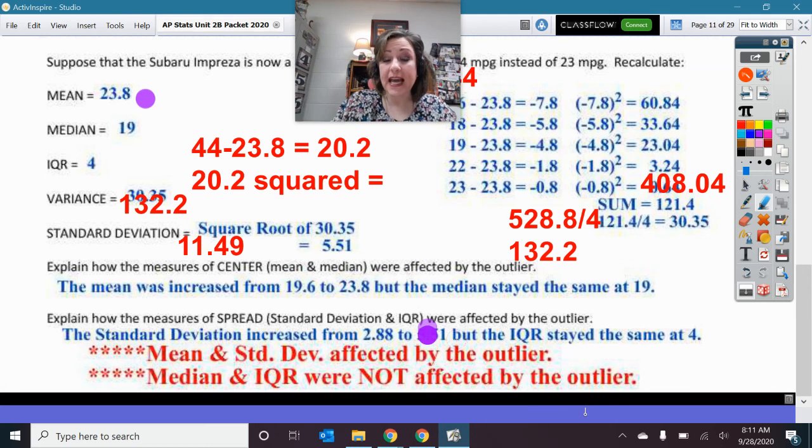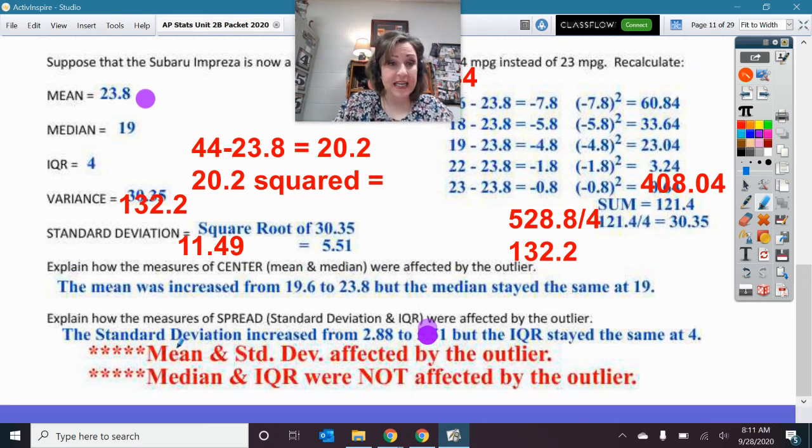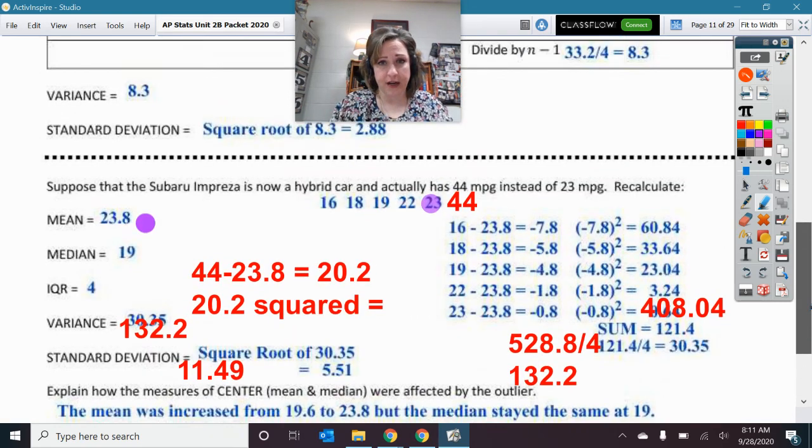So, in summary, another little thing that I want you to know from this activity is that the mean, the average, and the average distance from the mean were definitely affected by that outlier. But the median and the IQR were not affected by the outlier. It's very important that the mean and standard deviation were affected, while the median and IQR were not.